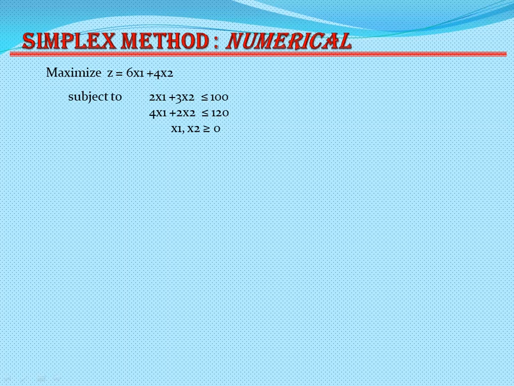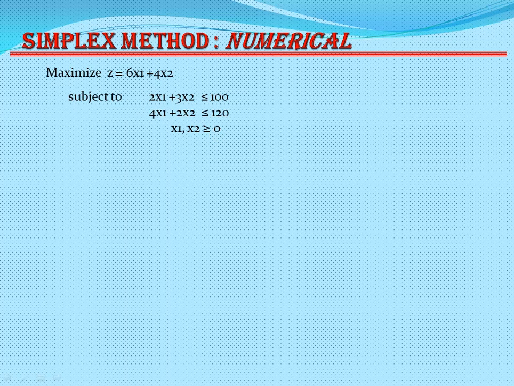Now let's solve one numerical of the maximization type using the simplex method. We are given that we need to maximize z, which is equal to 6x1 plus 4x2. So this is the objective function, which is subject to 2x1 plus 3x2 less than or equal to 100, and the second constraint is 4x1 plus 2x2 less than or equal to 120, where x1 and x2 are greater than or equal to 0, that is, non-negative.